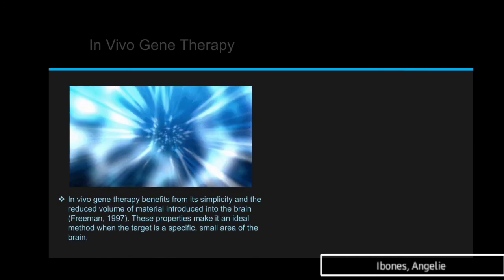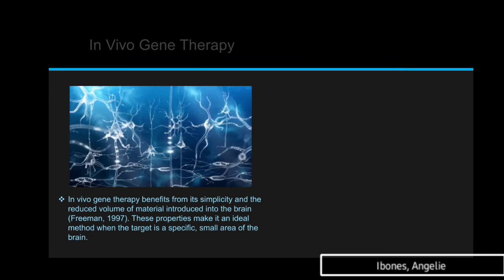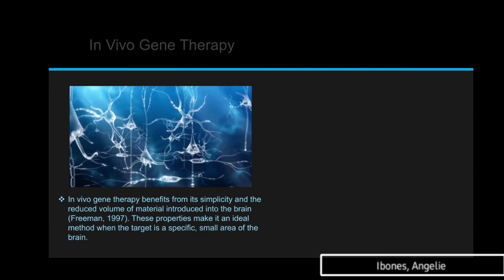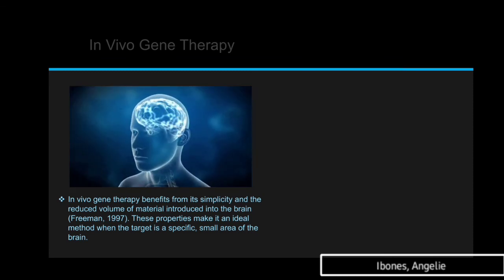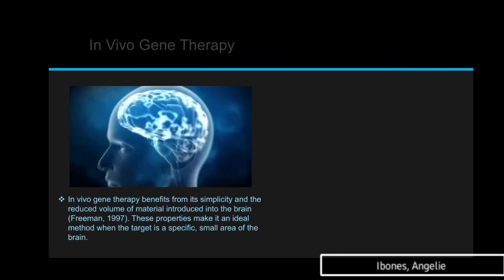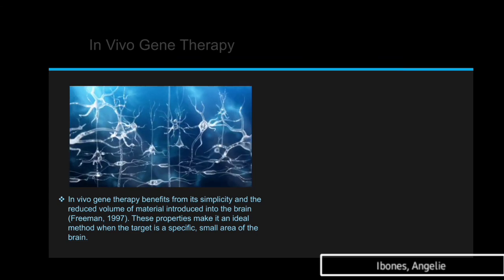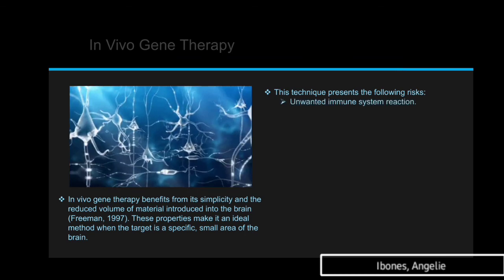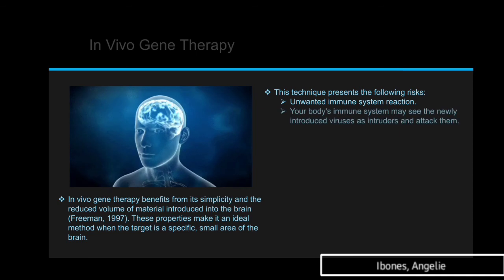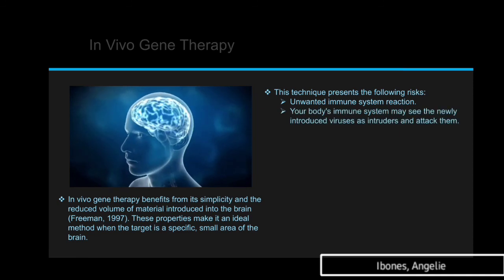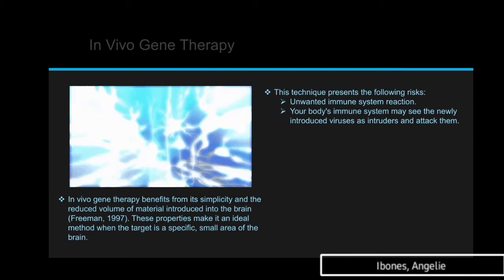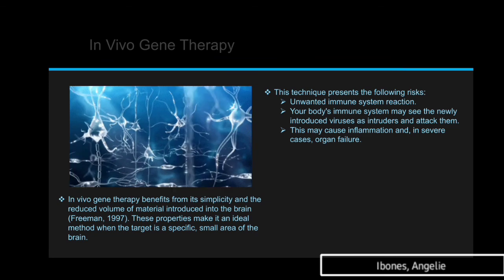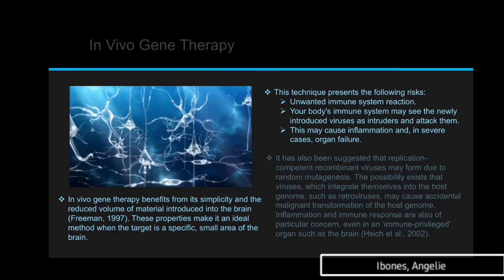In vivo gene therapy benefits from its simplicity and the reduced volume of material introduced into the brain, according to Freeman in 1997. These properties make it an ideal method when the target is a specific small area of the brain. This technique presents the following risk: the unwanted immune system reaction, because your body's immune system may see the newly introduced viruses as intruders and attack them. This may cause inflammation and, in severe cases, organ failure.